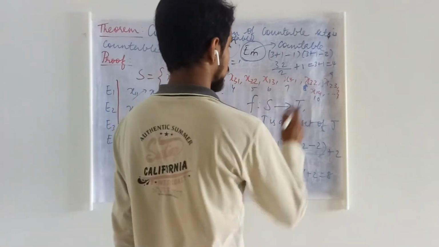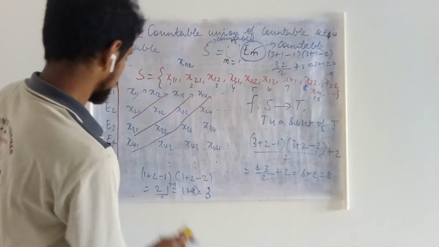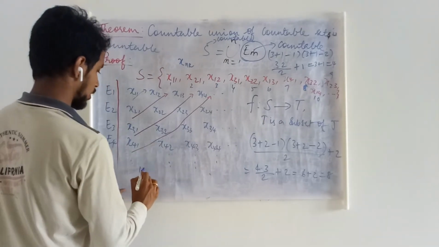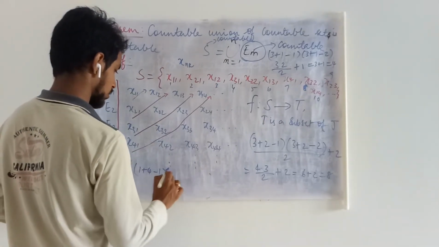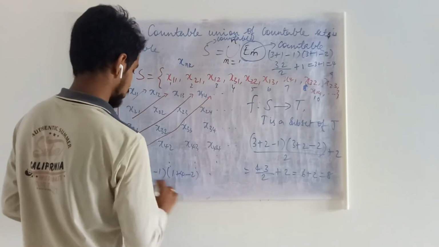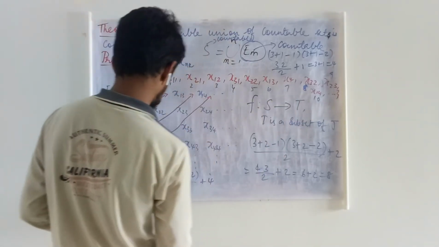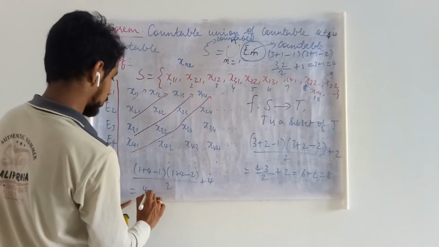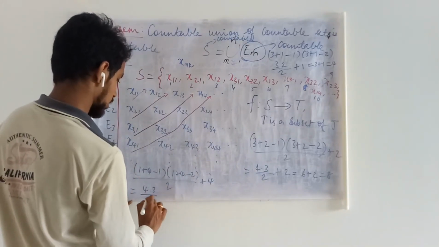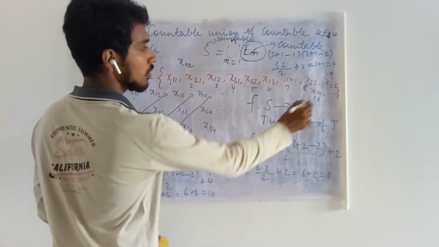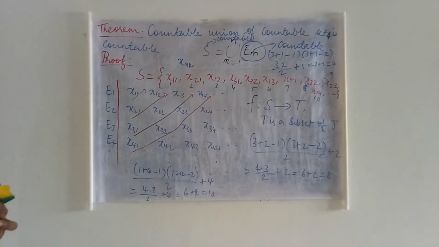Okay, let me go for x14. So it is 1 plus 4 minus 1, 1 plus 4 minus 2 upon 2 plus 4. So this is going to be 4 and 3 upon 2 plus 4. It is 6 plus 4, which is 10. So it is working perfectly fine, right?